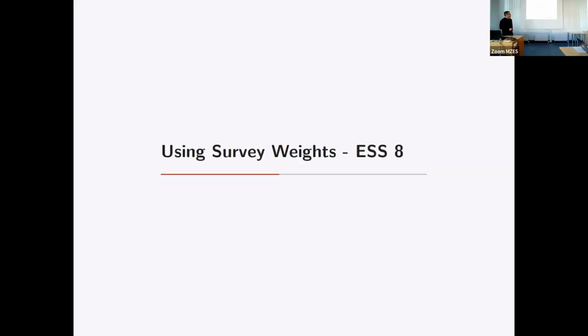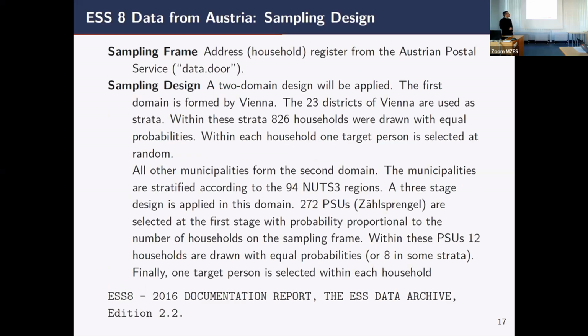So now I'm jumping right into this application here with the ESS 8. I'm using data from Austria. This is just the information on the sampling design. It's a rather complex sampling design. So the sampling frame is a register of addresses, households, from the Austrian Postal Service. Then Austria has two sampling domains. One is Vienna, being by far the largest city in Austria. So Vienna is stratified, and then within these strata households are being selected. And then from the households, persons are being selected.